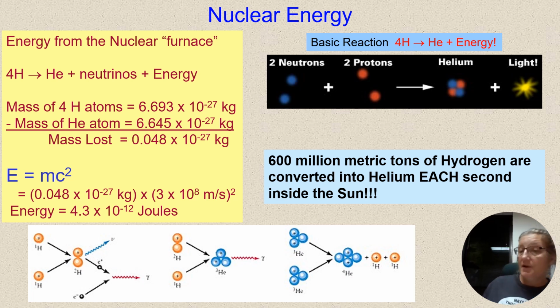So how does the sun generate so much energy? For each second, 600 million metric tons of hydrogen are converted to helium inside the core of the sun. Let me repeat that. Each second, 600 million metric tons of hydrogen are converted into helium. And so that's why the sun is releasing so much energy.